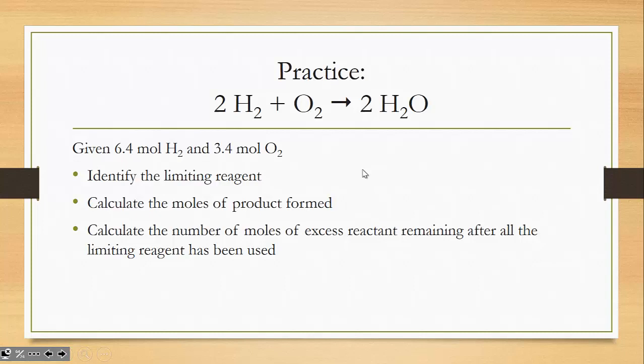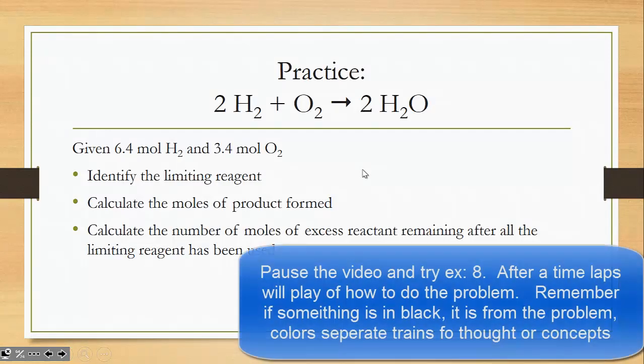Why don't you pause the video and try example number 8. If you have 6 moles of hydrogen and 3 moles of oxygen, how much water could you form? Which one, hydrogen or oxygen, is your limiting reactant? And then how much of the excess remains? Pause the video and see if you can find out.